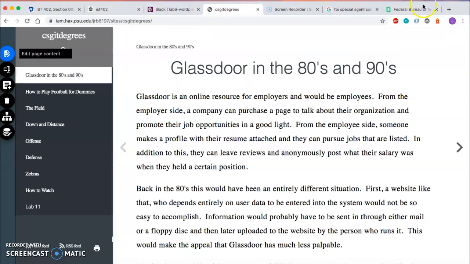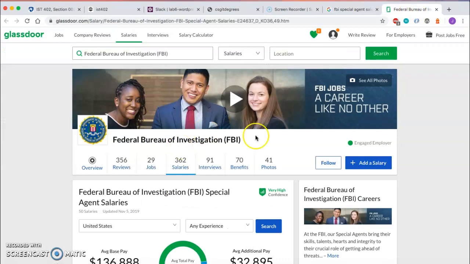But really what we were going to look at is how it would differ in the 80s and 90s. So in the 80s, it wouldn't be so nicely laid out, right? There wouldn't be this pretty user interface. It would be all text-based.